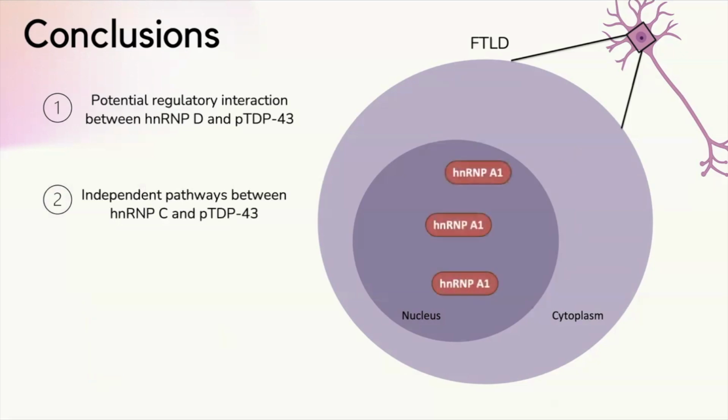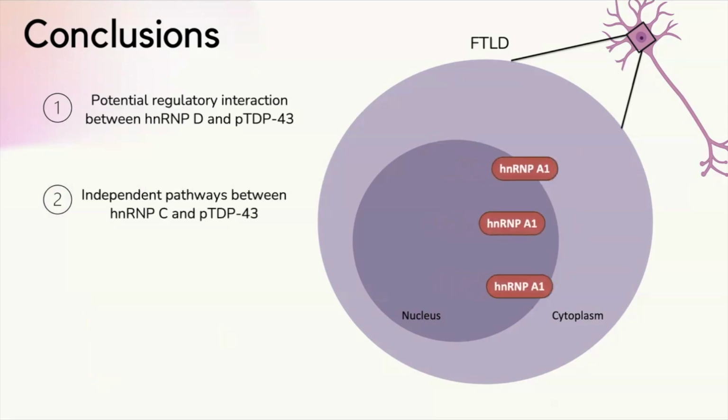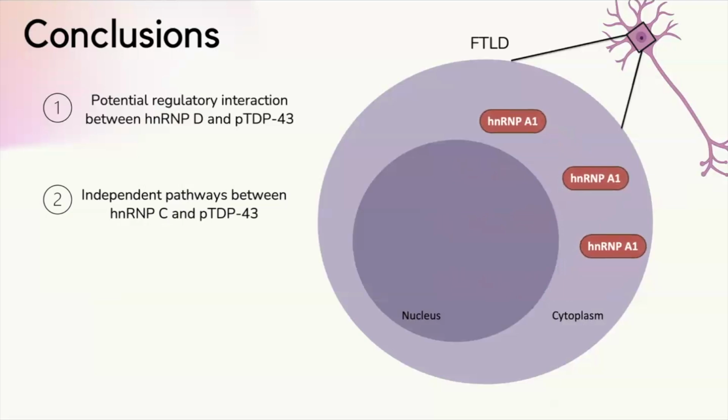hnRNPA1, which was reduced in the nucleus of neurons in FTLD patients, has been shown to be a druggable target in various cancers where it is also aberrantly localized and expressed. So future research may determine whether hnRNPA1 targeting compounds would also be appropriate for TDP-43 proteinopathies.